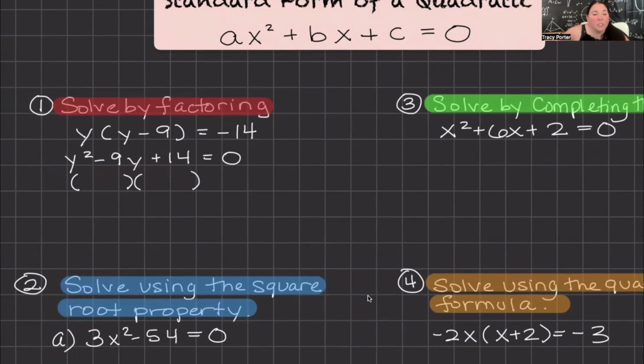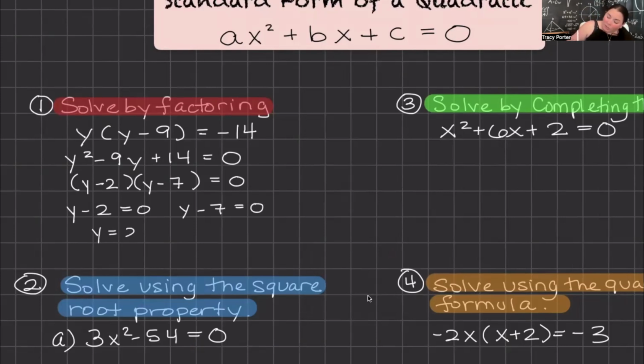And we can factor this into y minus 2 times y minus 7. And then once again, using that zero product property from up above, you'll set each factor equal to 0. So y minus 2 equals 0 and y minus 7 equals 0. And solving each equation here gives you these two answers. So y equals 2, y equals 7. You can leave it like that, or you can put it in a solution set. And so that's going to be your answer for that one.